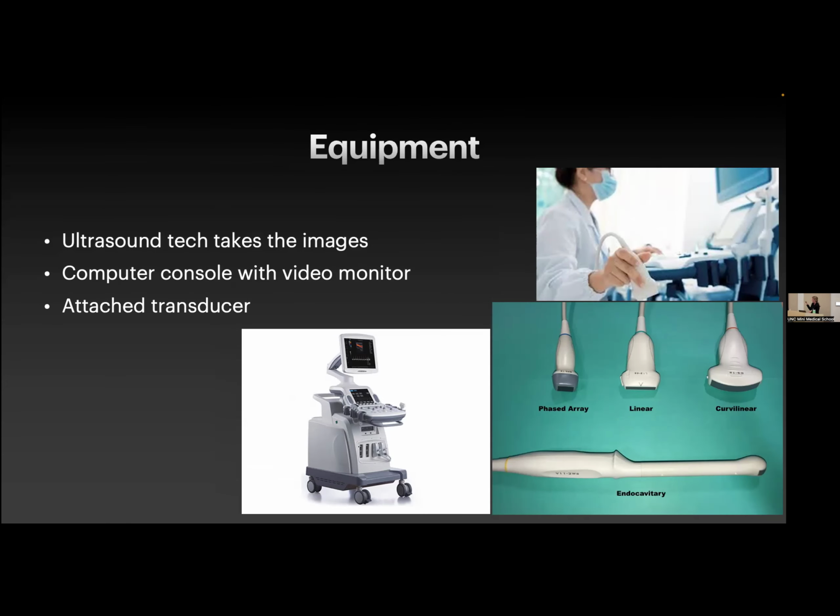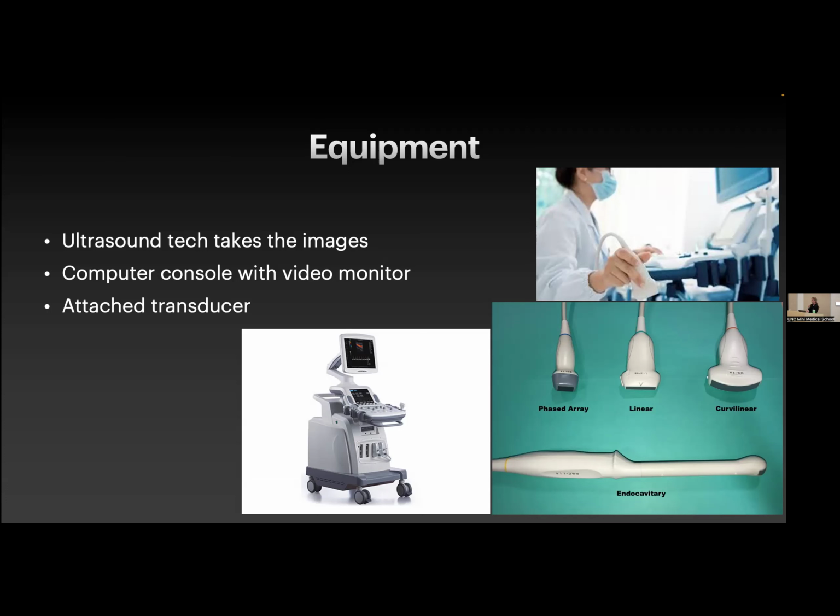But there are lots of different transducers we use. These are just some examples: phased array, linear, curvilinear. I'm not going to get into all the physics. It has to do with the shape, as you can see, of the transducer. And then we also have the endocavitary, which is for things like pelvic imaging, like endovaginal ultrasounds. So lots of different potential transducers you might see.